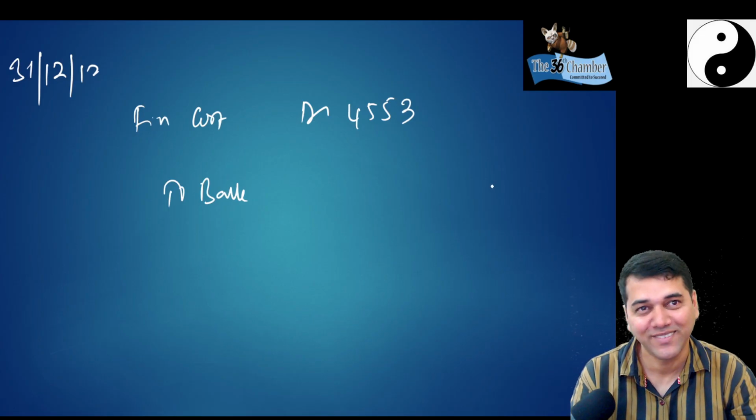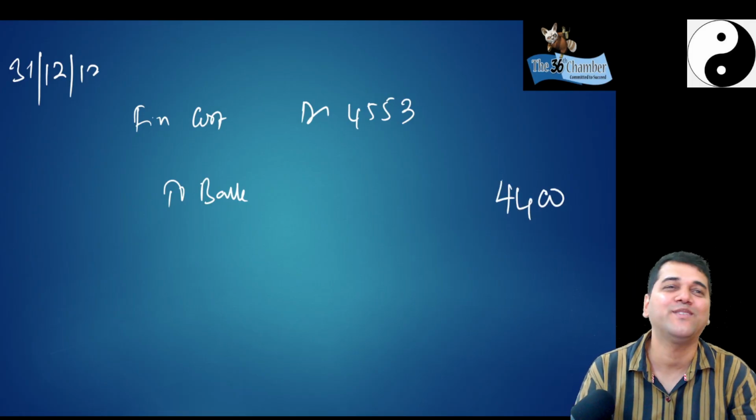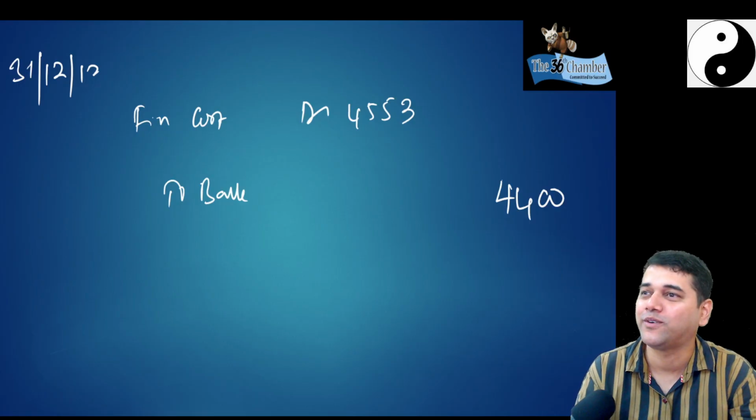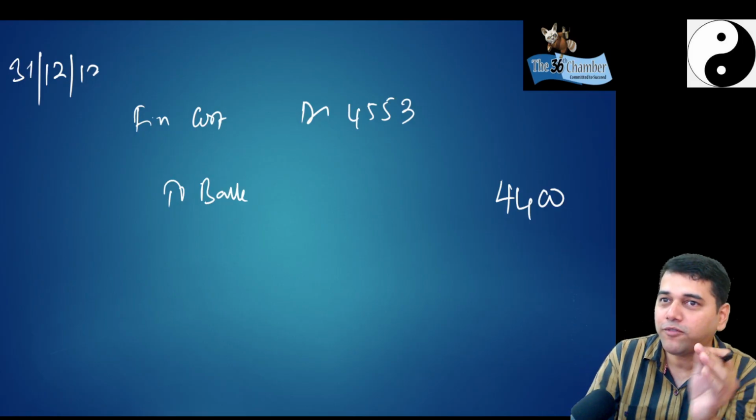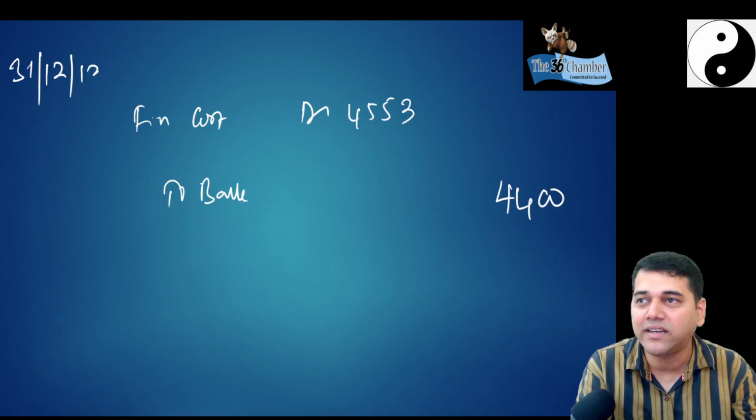Are you convinced? Perfect? 4,000. Contractual cash flows, you look, no. You think why you are going by the amortization schedule. The amortization schedule is meant for your accounting entry.